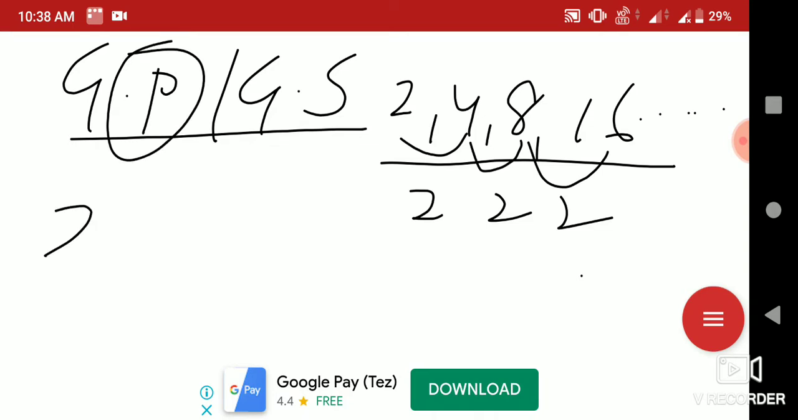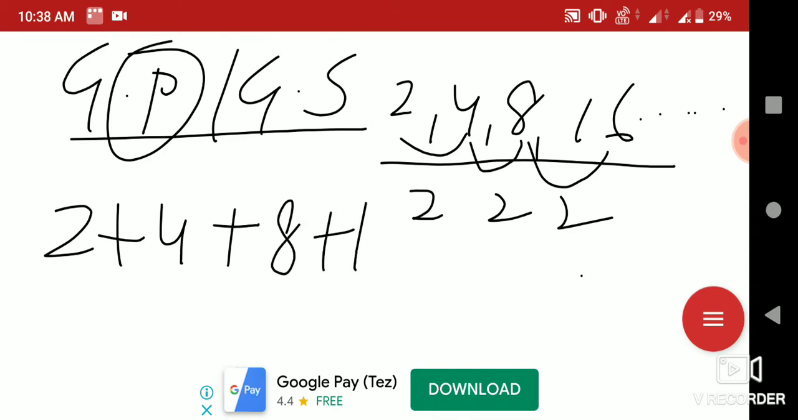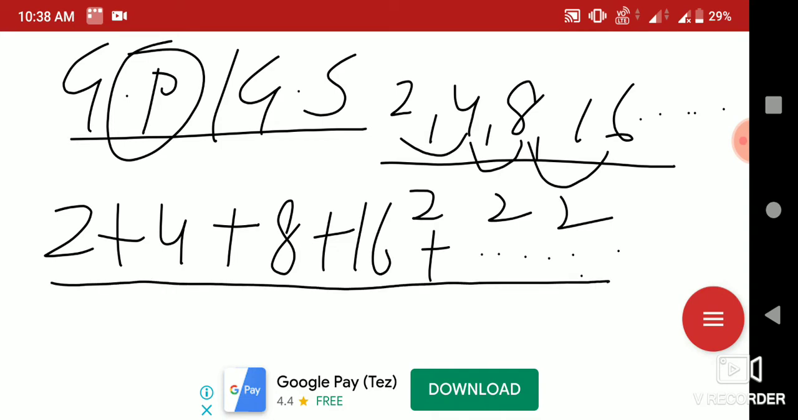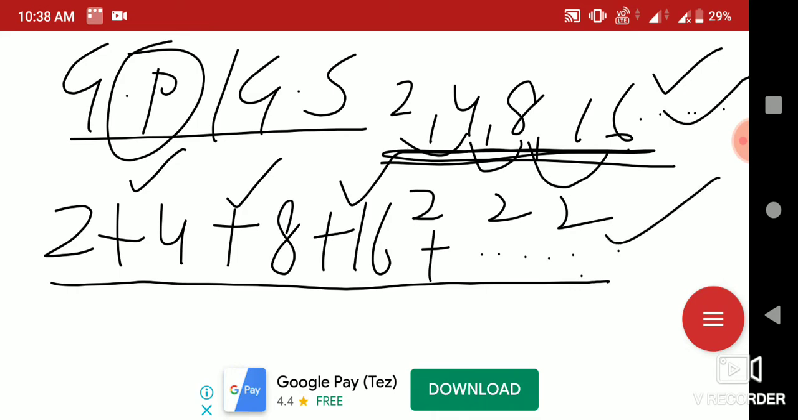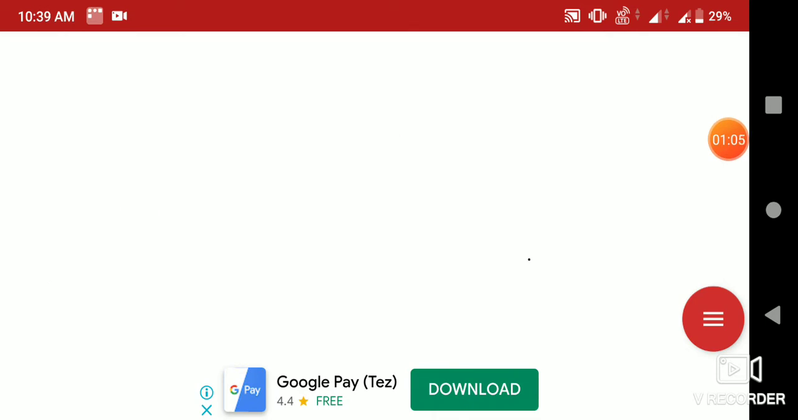If I apply some operation between them like this, 2 plus 4 plus 8 plus 16 plus and so on, in this form we call it series. If we apply some operation between the numbers, then we call it series. Otherwise, the numbers in sequence but without any operation between them is called progression, right? This is called progression, this is called series. I hope you understand the difference between progression and series.